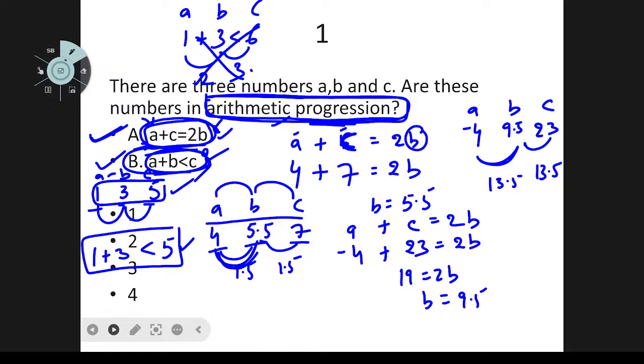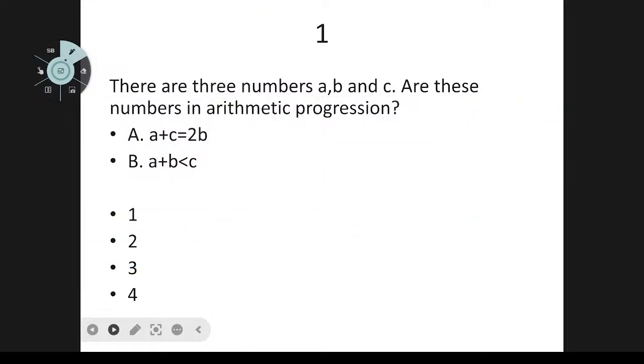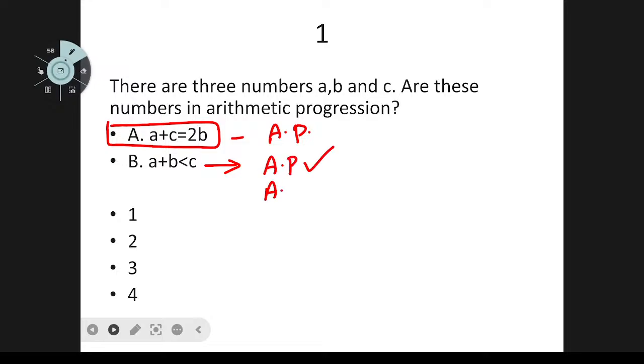Now what did I understand from this? For all the values that satisfy the first condition, they are in arithmetic progression. But when I satisfy the second condition, sometimes it is in arithmetic progression and sometimes it is not. So, are these three numbers in arithmetic progression by using the first statement? Yes. By using the second statement, I don't know, so I cannot decide whether it is happening or not. That's why the answer is statement 1.